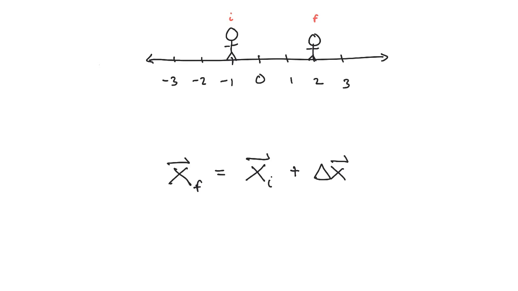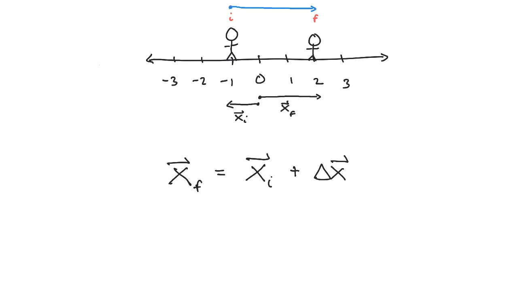So to complete the picture, let's draw all three of the vectors on this diagram up here. We start at an initial position of negative 1, and then we walk to the right, and then we end up at a final position of positive 2. So pause the video and draw each one of these three vectors. The initial position vector, the final position vector, and then the displacement vector. And then we'll add them together using vector addition, showing that if you add the initial position vector here to the displacement vector, you'll produce the final position vector.